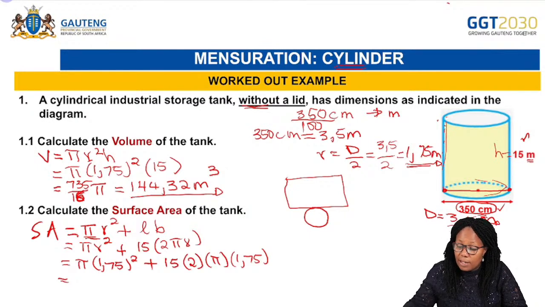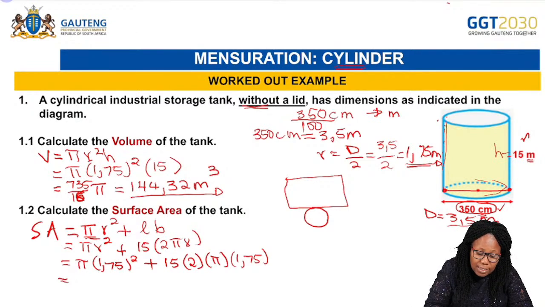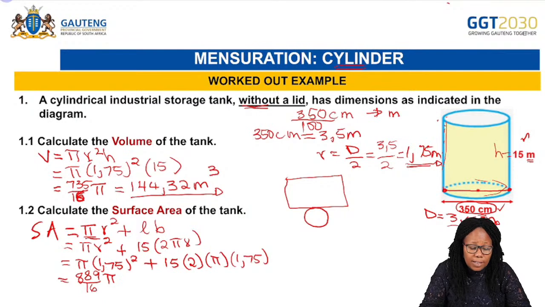the 1,75. And if you put this into your calculator, you will press shift pi button, then 1,75 squared, and then plus 15 bracket 2, and then shift button pi. You close and open the bracket with 1,75. And then this will give you an answer that is 889 over 16 pi, if the examiner says leave your answer in terms of pi.